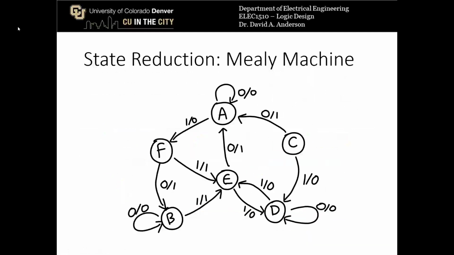Let's now look at an example of state reduction using a Mealy machine where the outputs depend on both the current state and the inputs. So as you can see, the bubbles representing the states now only have the state name in them, so A, B, C, D, E, F. The outputs are specified for given inputs. So for example, there's an arrow above state A returning to state A, and it says 0/0. That means that for an input of 0, you give an output of 0. So when you're in state A and you receive 0 as the input, the output is 0.